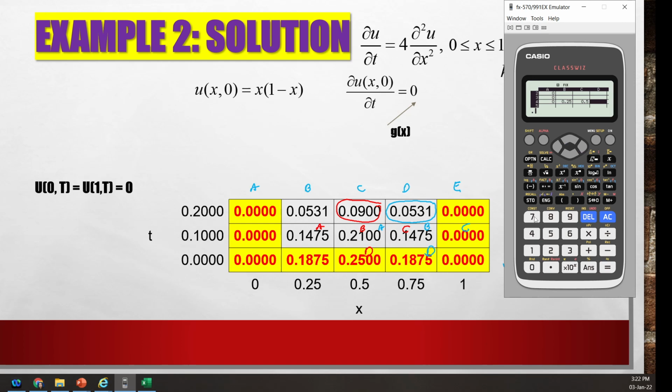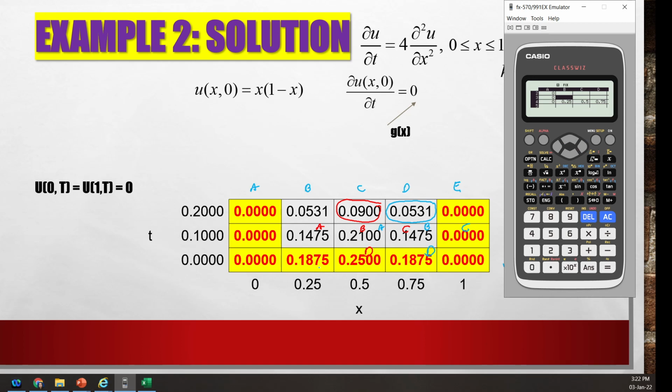Okay, 0.75. Okay, this is 1. So the fourth row represents the x values 0, 0.25, 0.5, 0.75, and 1. Okay, now I need to calculate the initial condition.